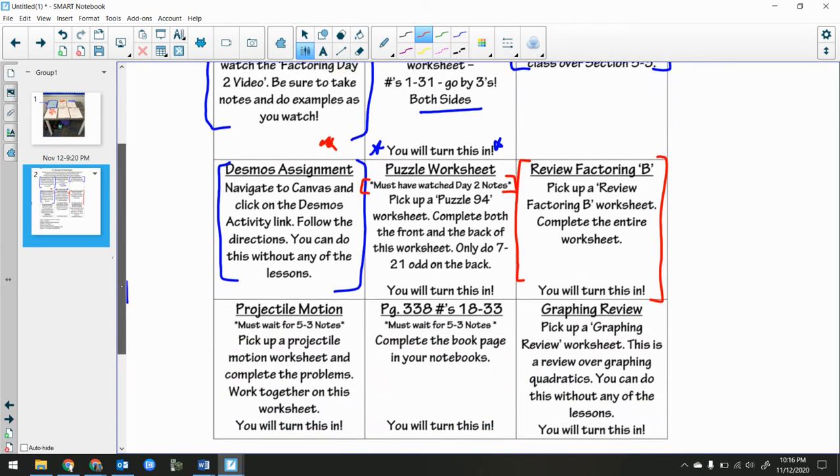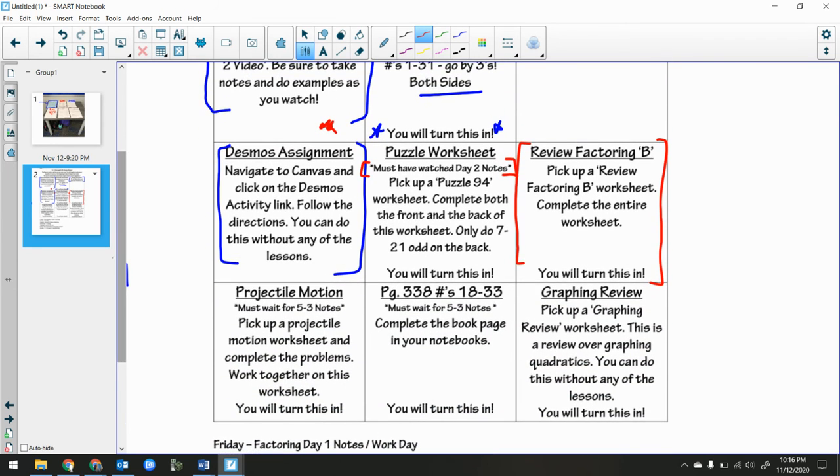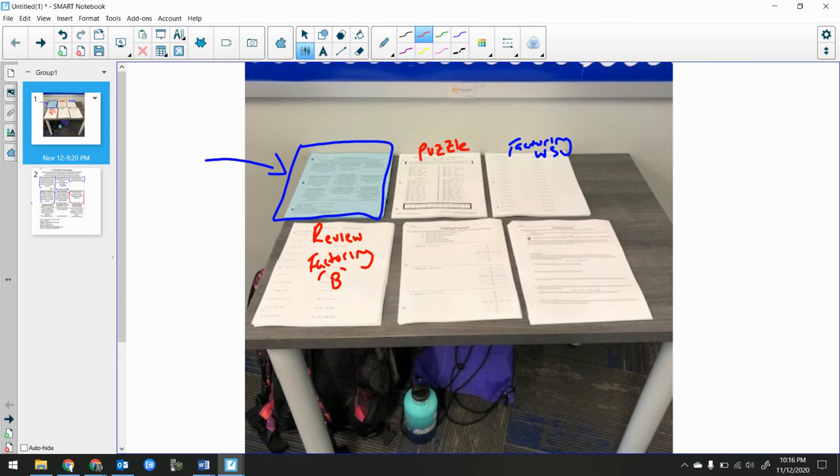Both sides, yeah. Then we have the projectile motion. Now, you must wait for the section 5.3 notes to do that, okay? Whenever I teach that, whenever I do a video over that, make sure that you wait for that to do the projectile motion. That's another thing that you're going to turn in. Notice the puzzle worksheet as well as the Factoring B, you're going to turn in as well as the projectile motion. Projectile motion is this one.